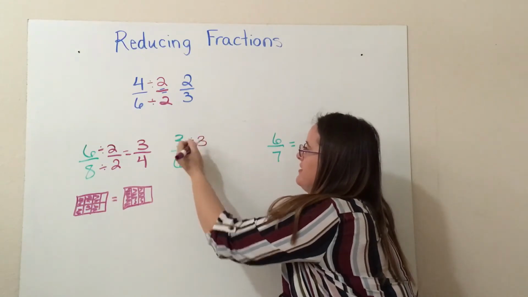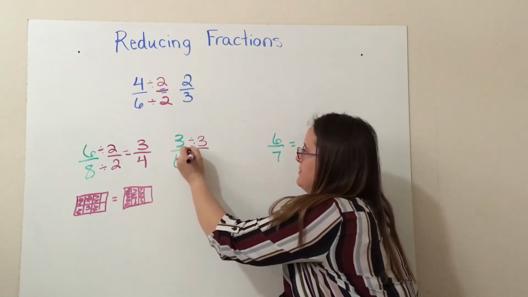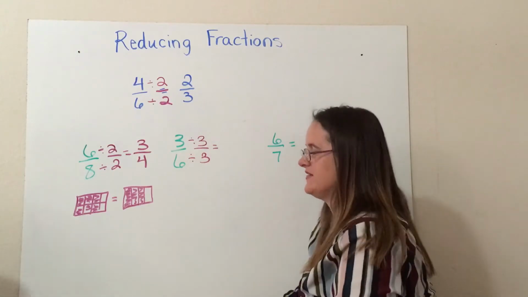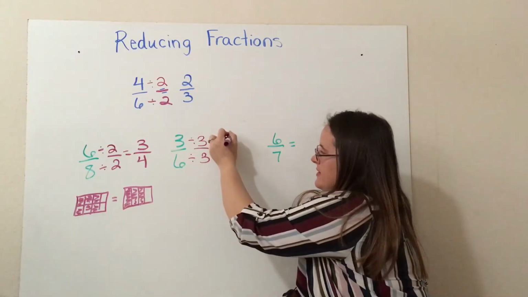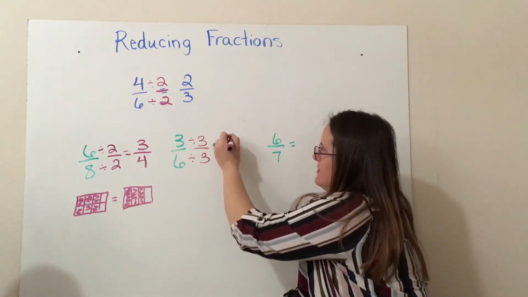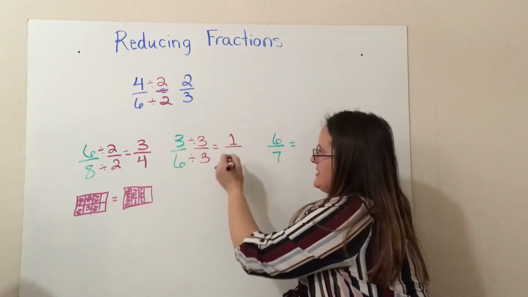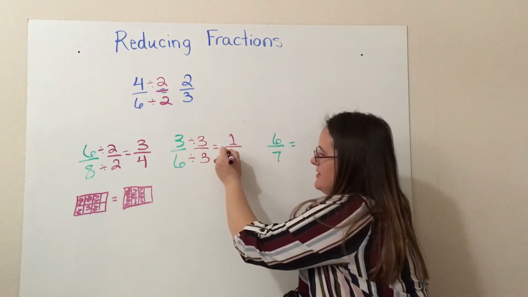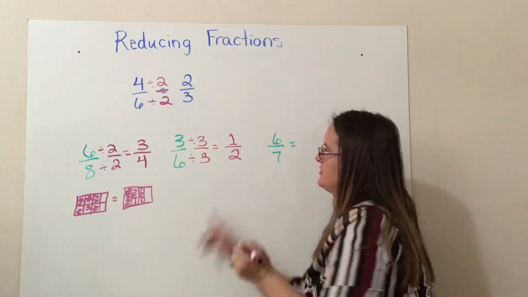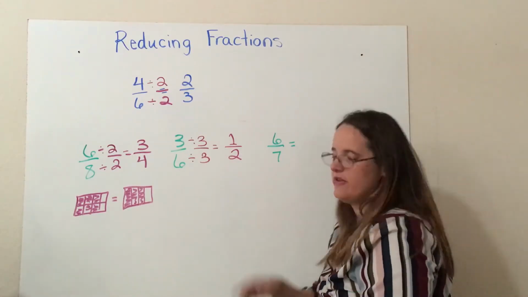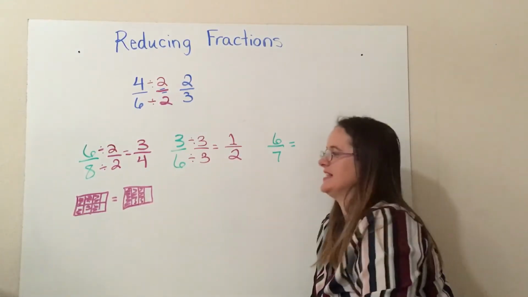So, divided by 3, divided by 3. What is 3 divided by 3, Nyla? 3 divided by 3 is 1. 1. And what is 6 divided by 3? And 6 divided by 3 is 2. Yes, so our answer is 1/2. 1/2. Okay, what about 6/7?